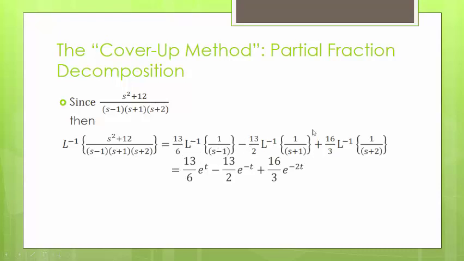Then each of these portions, due to the linearity property, I am able to take the Laplace transform of each one. So 1 over s minus 1, the inverse Laplace transform of that would be e to the t. For 1 over the quantity s plus 1, I will have e to the negative t. And for 1 over s plus 2, my inverse Laplace transform would be e to the negative 2t.